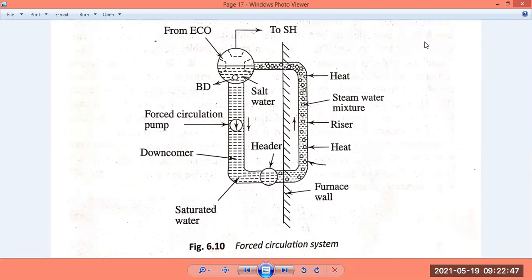Now, what happens if the circulation is not adequate? This process may not be done. So the rate at which heat is being carried away will be less than the rate of heat release, and the difference will be stored in the metal of the riser wall itself, leading to overall overheating and ultimately rupture, when the tube temperature exceeds the melting point of the tube metal itself.